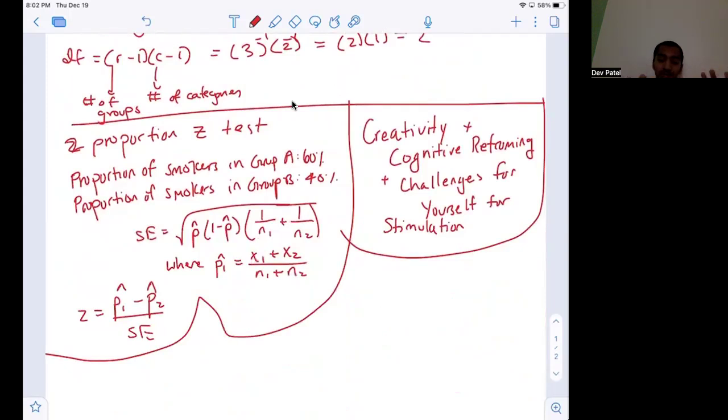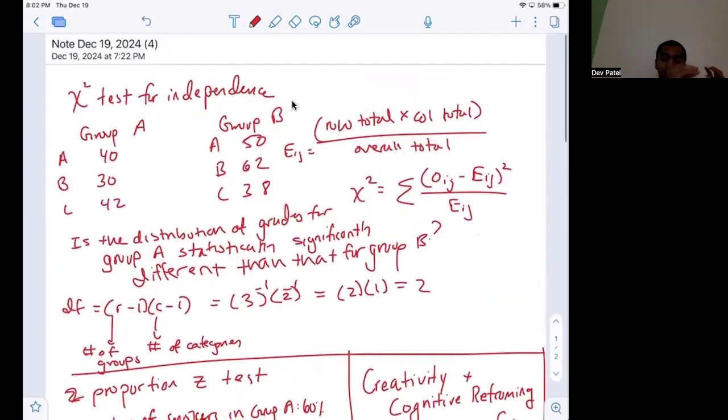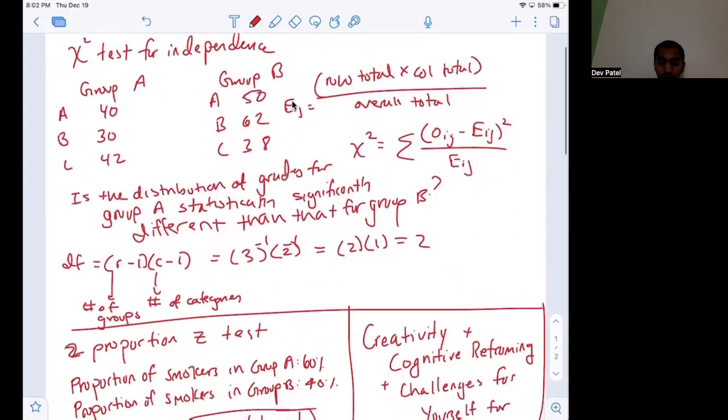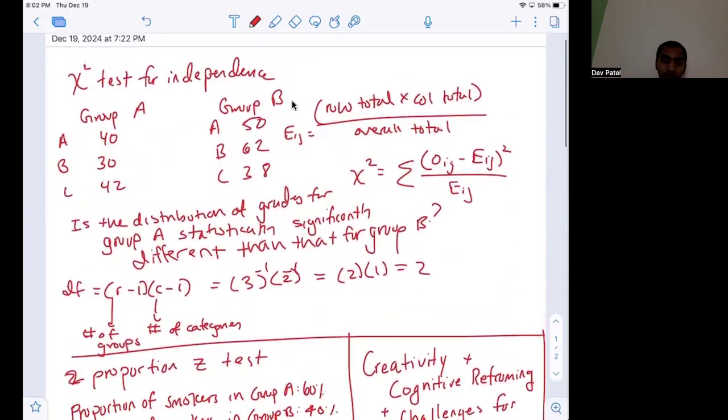Now, in chi-square test of independence, we had multiple categories. If we only want to see if there's a statistically significant difference between one category in one group and that same category in another group, we use two proportion z-test. So if we're looking at the proportion of A's in group A versus the proportion of A's in group B, then we would use two proportion z-test instead of if we're looking at the aggregate distribution of grades in group A versus the aggregate distribution of grades in group B.